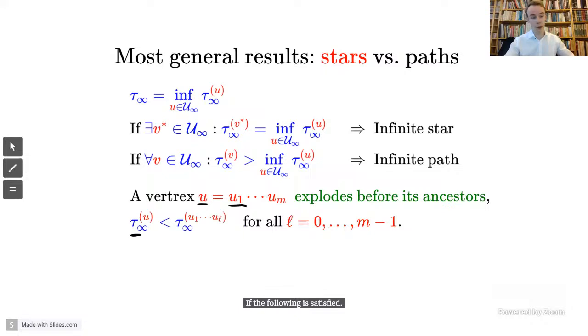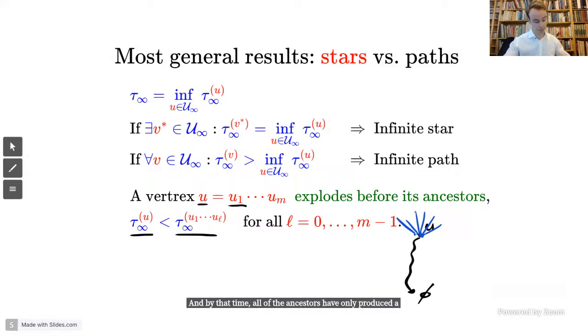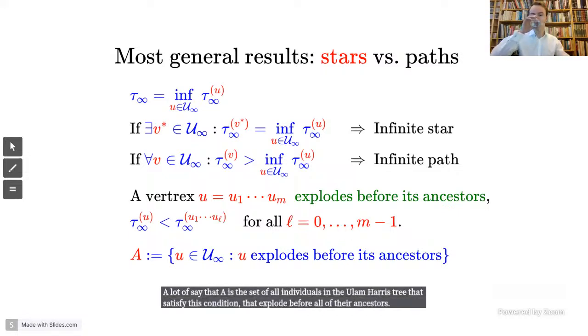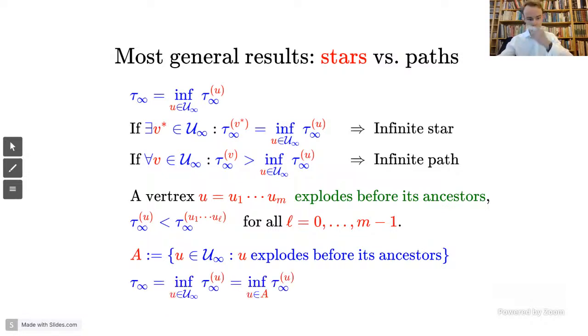If the explosion time of U, the moment when U has produced an infinite number of children, is smaller than the explosion time of all its ancestors. So you have this individual U, you trace its ancestral path back to the root, and out of all the vertices or individuals on this path, U is the first one to produce an infinite number of children. And by that time, all of the ancestors have only produced a finite number of children. And let us say that A is the set of all individuals in the Ulam-Harris tree that satisfy this condition, that explode before all of their ancestors. It is then true that this infimum over all explosion times, of all individuals, can actually be reduced to just the infimum over this set A.